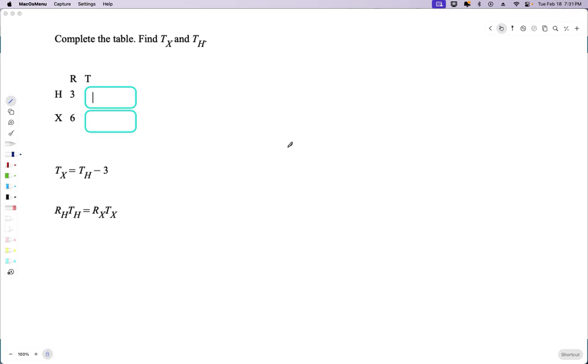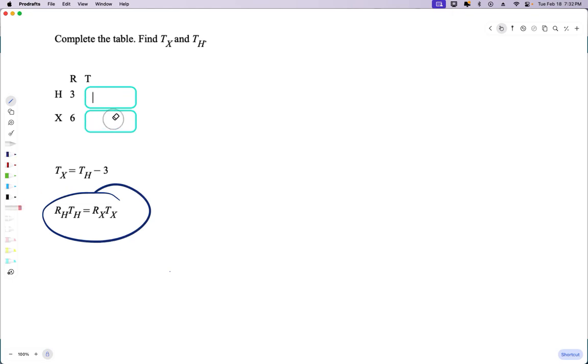It says complete the table. Find TX and TH. So this would be TH, and this would be TX. I'm going to cross out this little doodad right here. It's a little cursor, just so it doesn't confuse you. So this right here tells us that those are equal to each other. That RH times TH is equal to RX times TX. Right? So we have to find the values that give us that.